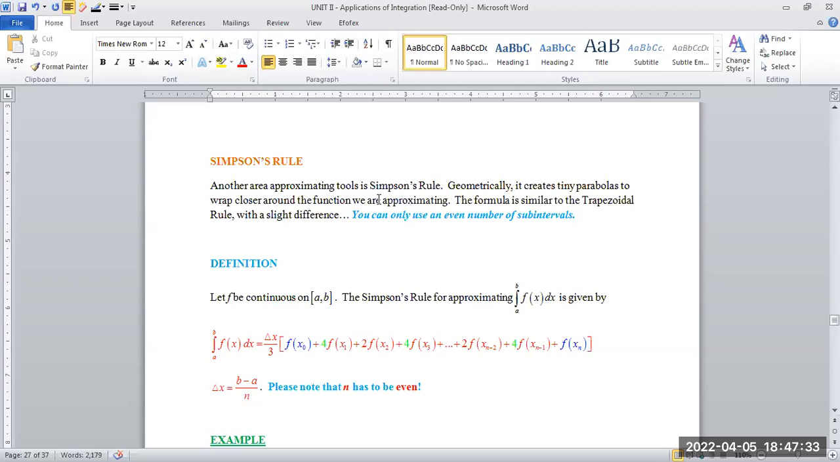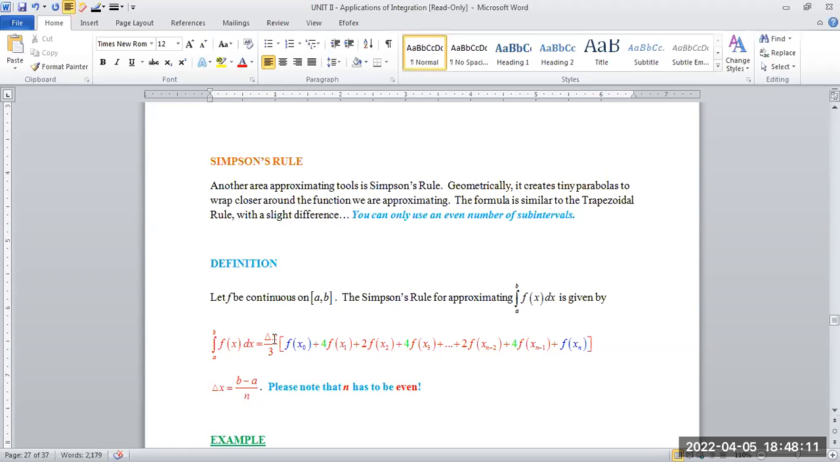It says another error approximating tool is Simpson's rule. Geometrically, it creates tiny parabolas to wrap around the function we are approximating. The formula is similar to the trapezoidal rule with a slight difference. You can only use even numbers in the subintervals. Because you're using tiny parabolas, you will have alternation of the numbers. The first one and the last one have nothing. As I said before, don't internalize it, I'm just pointing out some stuff. Then the first term afterwards will have 4, then 2, then 4, then 2, and so on. They alternate like that.